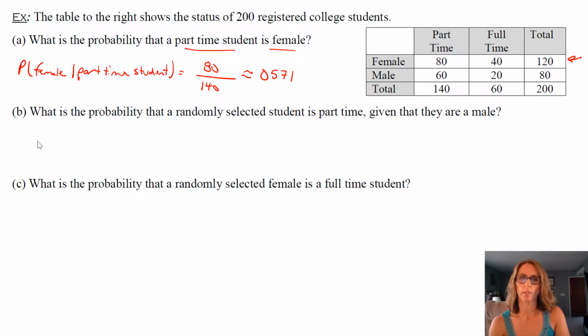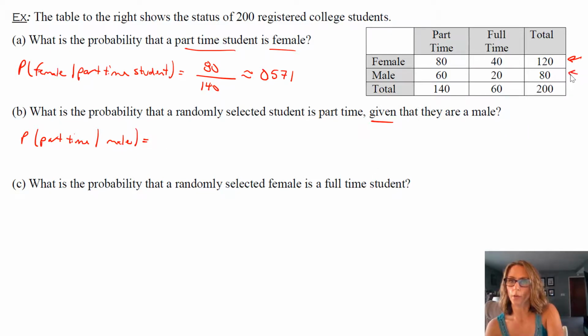Then what is the probability that a randomly selected student is part-time given that they are male? So now we're back to using the word given. So probability of part-time given male. So once we know that we're only talking about the males, we're over here talking about only 80 students, because there's only 80 male students that were observed. And part-time, we look at how many part-time males we had. So 60 out of 80, so that's 0.75 exactly.